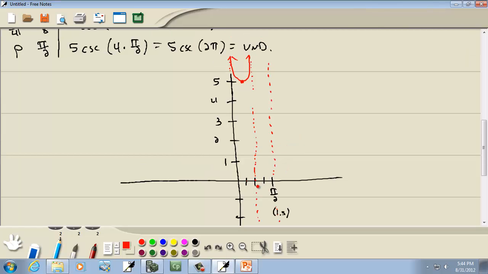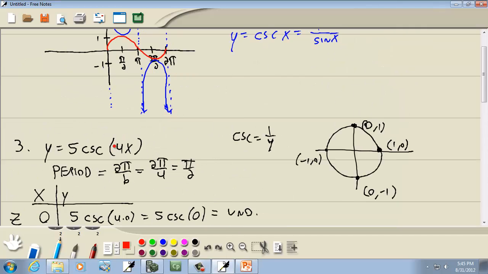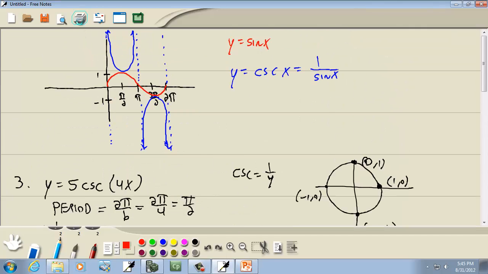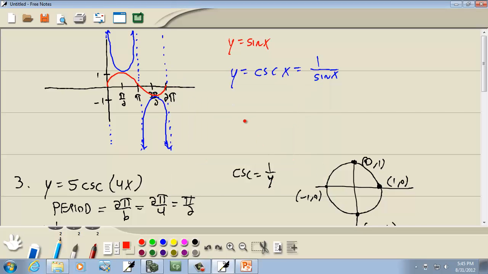Again, now it's important you try to make these proportional. You know, here's pi over 2, that distance, which is 1.5. Well, 5 has to be about that. You can't have 5 down here. Not without just skewing the graph. So let me save that. And we'll take a look at the next problem.